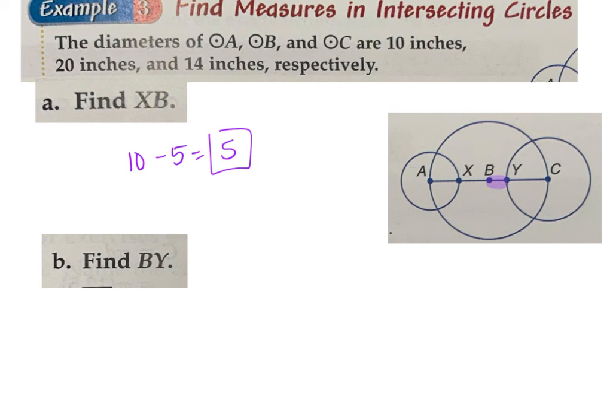I know the half of my large circle was what? 10. And then the half of this one, it should be 7. So what is this length? 3. There we go. Circumference.